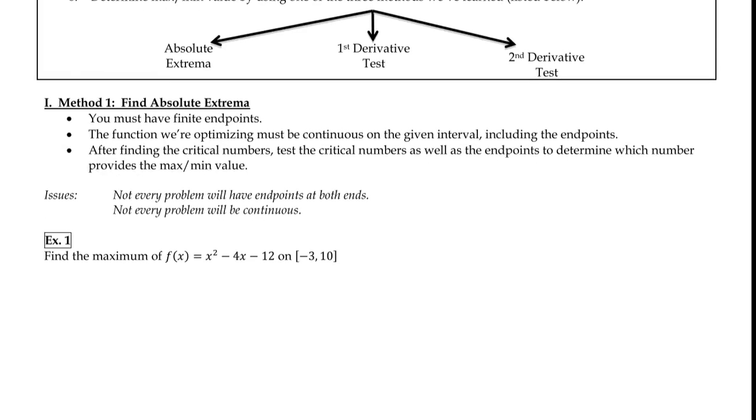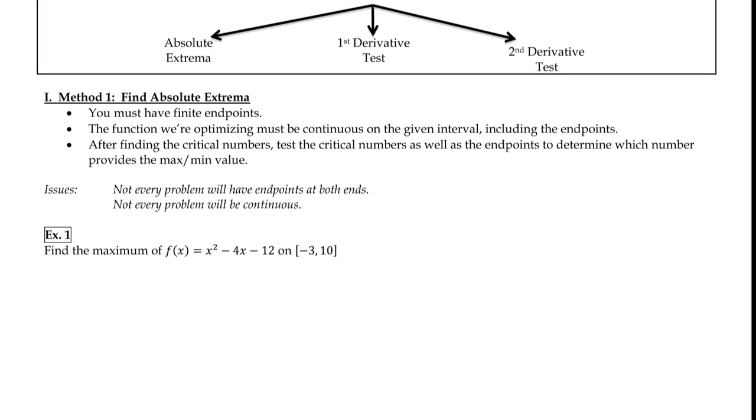Method 1, absolute extrema. Obviously, if you're testing critical numbers and endpoints, you have to have endpoints. If you don't have endpoints, then that doesn't help. You can't even use this method, okay? So if we don't have endpoints, we're not even going to try to use absolute extrema. And here's the issue with it. Not every problem will have endpoints. So I try telling you what you need to do, and then I'm telling you, hey, here's the issue and why you might not be able to apply it.